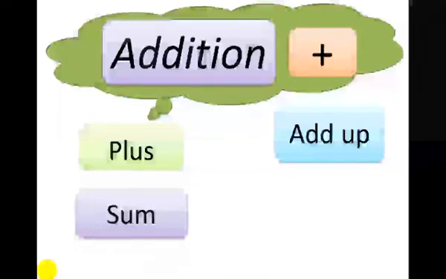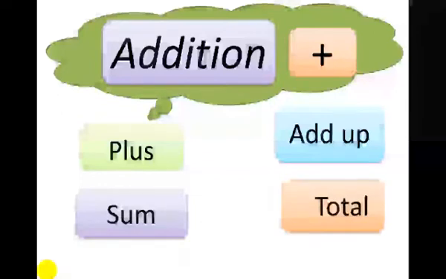Add up. From the word add up, you count together. Sum. Sum means addition. For example, you are asked to find the sum of some numbers. What you are meant to do is to count the numbers together. Total. If you are asked to find the total of some numbers, what you have to do is add the numbers together.